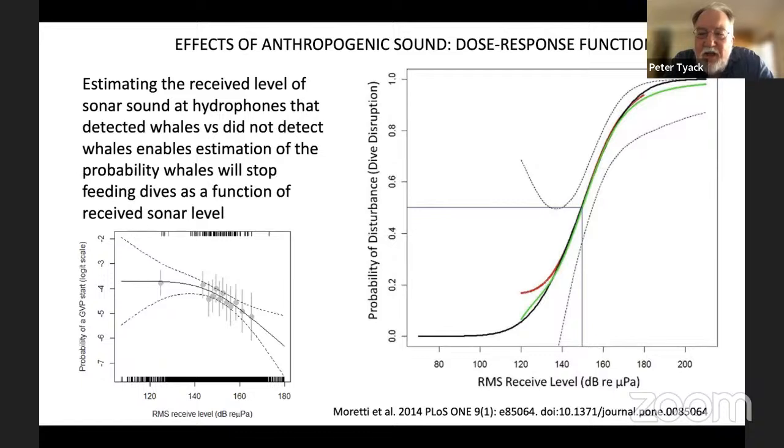as a function of the received level of the sonar sound. And if you couple the mapping of noise that I've shown in the previous slides with this kind of dose response function, you can actually evaluate what the impact of sound is likely to be on these animals, and even integrate it over time in terms of the energetics of their foraging.